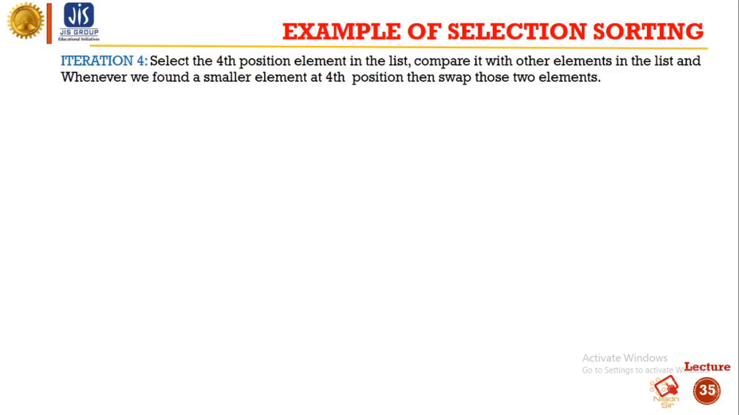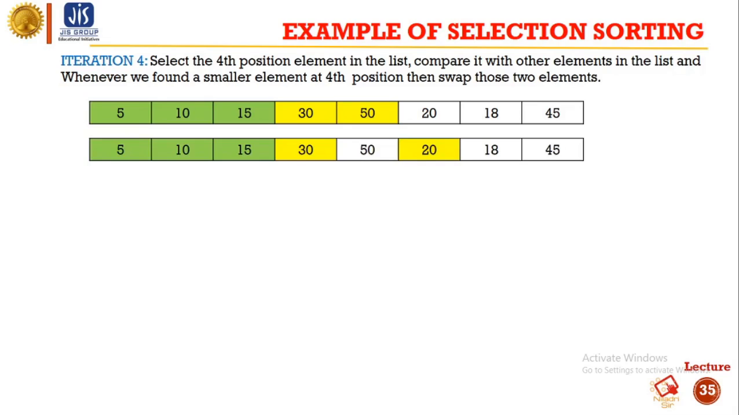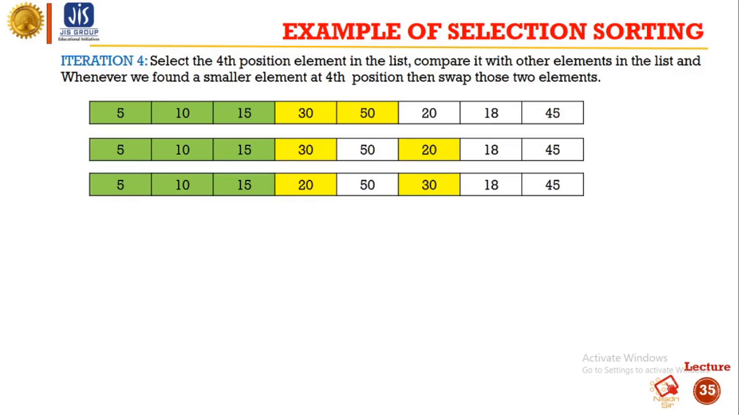In iteration 4, we will select the fourth position element in the list and compare it with other elements in the list. Whenever we find a smaller element than the one at the fourth position, we will swap the two elements. So at first, 30 will be checked with 50. 30 is at position 4. As 50 is greater than 30, there is no change. Next, 30 has been compared with 20. As 20 is smaller than 30, there will be a swapping. So 20 came to the fourth position.